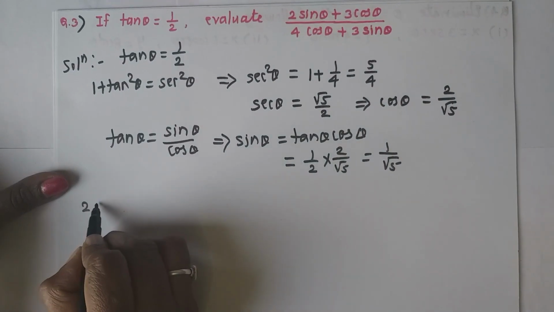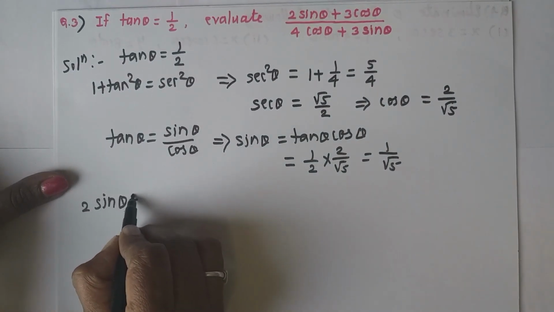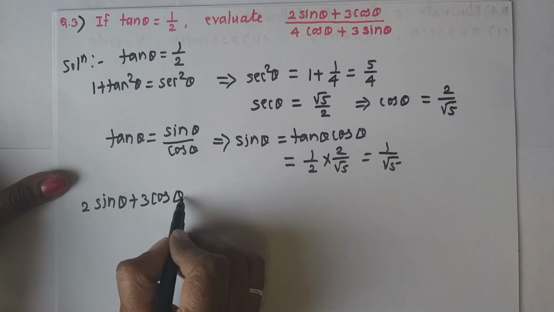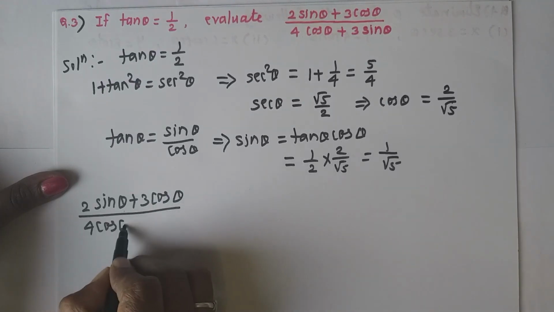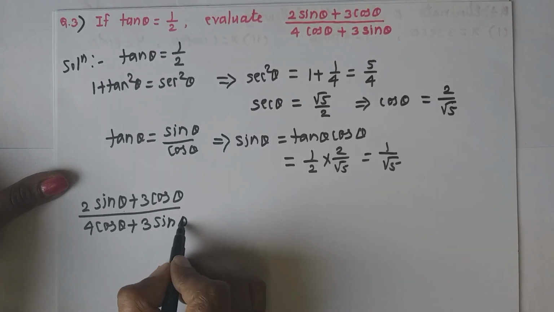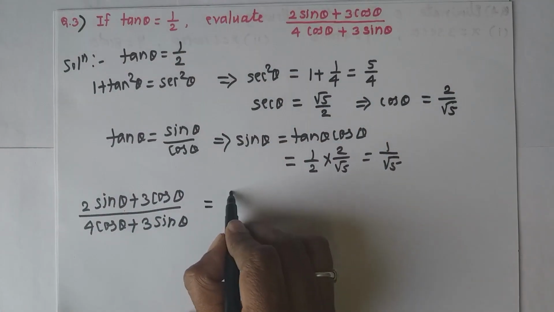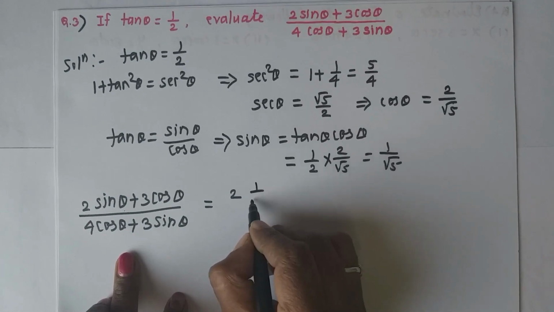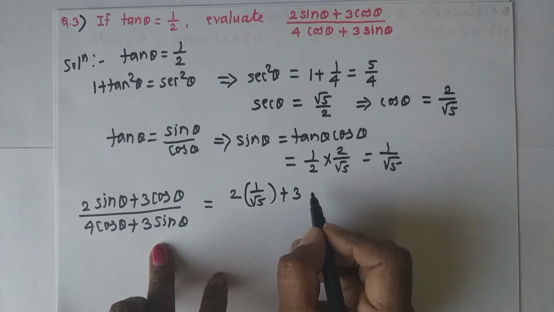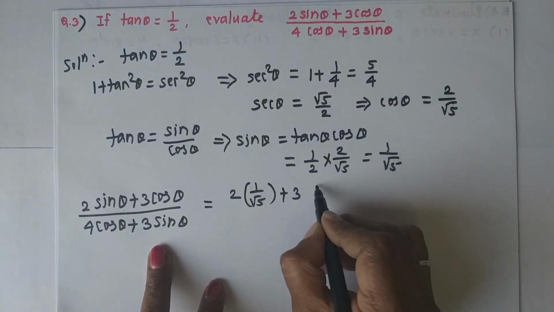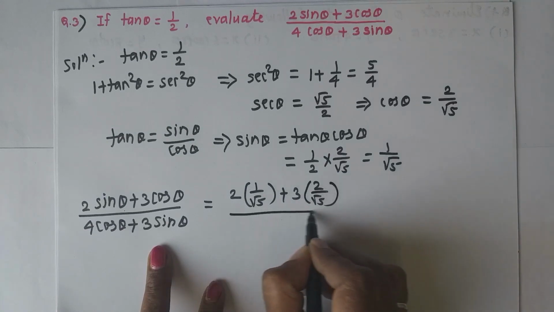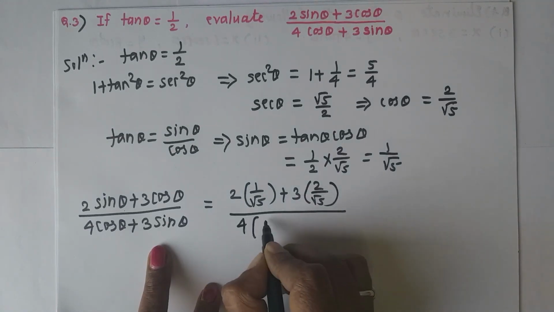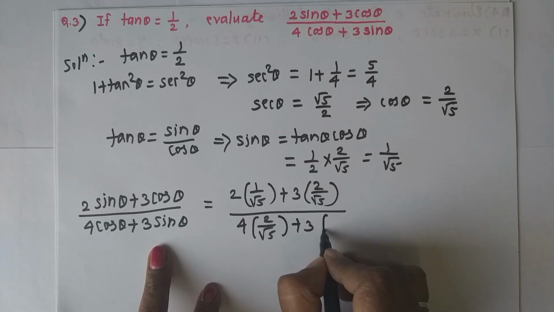Now we have to evaluate this. Now write down this equation. 2 sin theta plus 3 cos theta divided by 4 cos theta plus 3 sin theta. Okay. Now you keep the value of sin theta. Sin theta is 1 upon root 5 plus 3 times keep the value of cos theta. Cos theta is 2 by root 5. Then in the denominator 4 times cos theta plus 3 times sin theta.